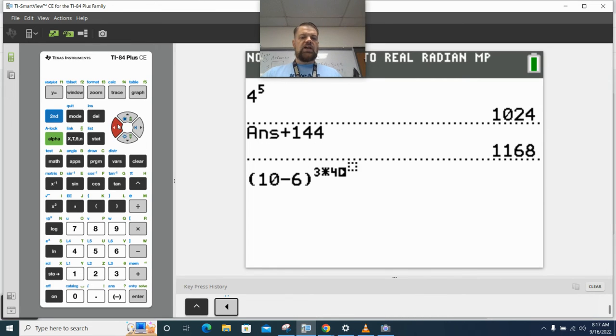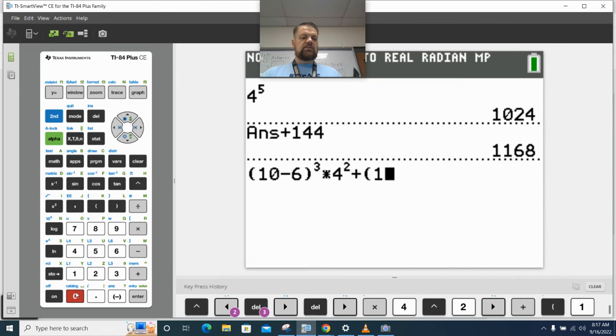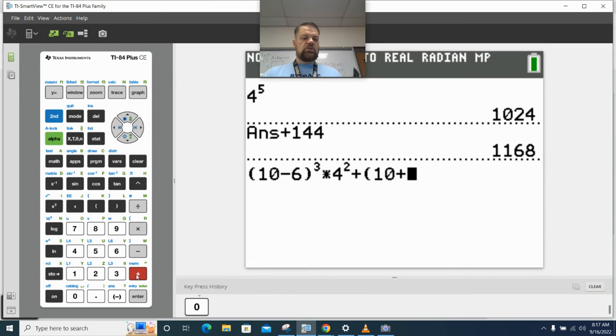Oops. You have to pay attention and let me know what I'm doing here. All right, here we go. Times 4 raised to the 2, plus, in parentheses, 10 plus 2, raised to the second power. That's exactly how the problem is written in your book, right?